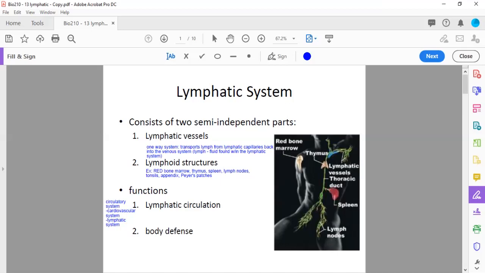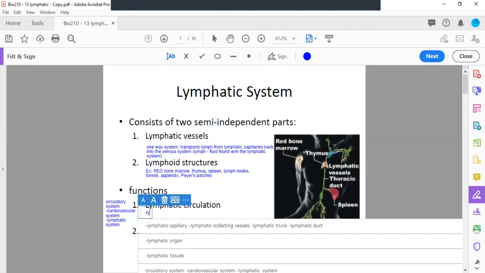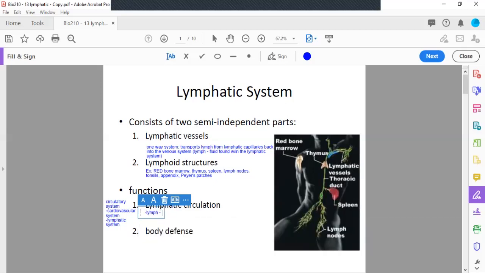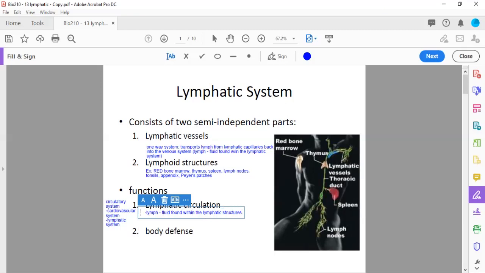By the way, let's talk about the word lymph. Lymph, in essence, just means a fluid found within the lymphatic structures. Any fluid that goes into the lymphatic structure is referred to as lymph, period. Now, when you use the phrase lymphatic circulation, the main primary function, or primary objective, of this circulation is to drain.